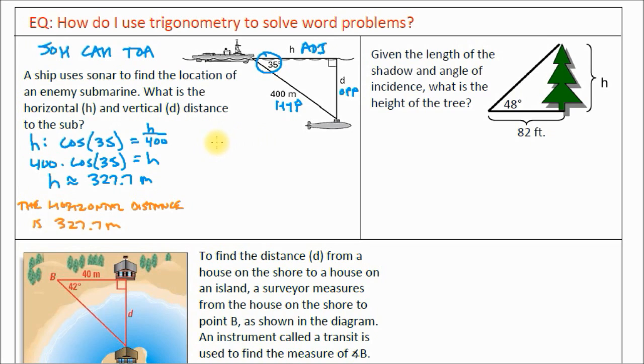So we're looking for now D. And for D, I'm going to use the same reference angle, 35. D is opposite. We know the hypotenuse. Opposite and hypotenuse is going to be sine. So we're going to use sine of 35 is equal to, opposite is D, hypotenuse is 400. Look how similar this looks to the previous question, class. All we did was change cosine to sine in this case. We're going to multiply both sides by 400.